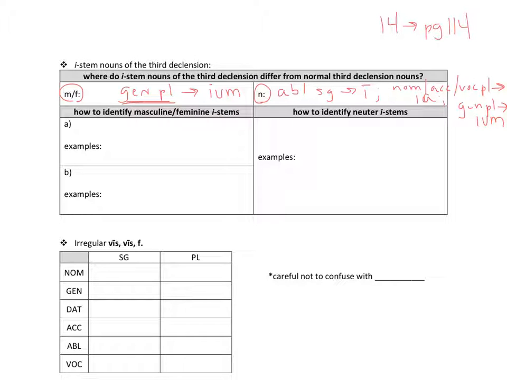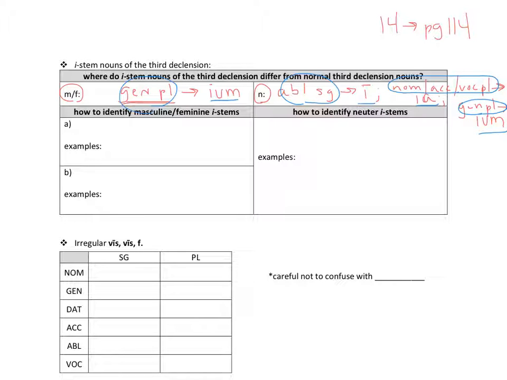So one more time, masculine and feminine, the only place it is different is the genitive plural, where you'll have an IUM. In the neuter, they'll be different in the ablative singular, where you will have an I instead of an E. Nominative, accusative, vocative plural, where you will have an IA instead of just an A. And then, just like masculine and feminine, genitive plural will be an IUM.